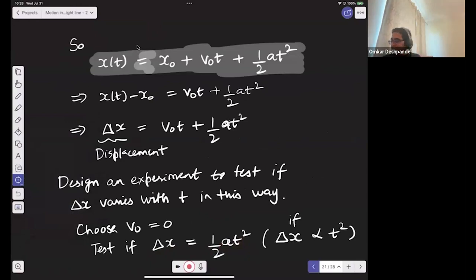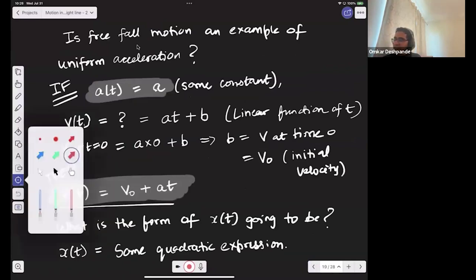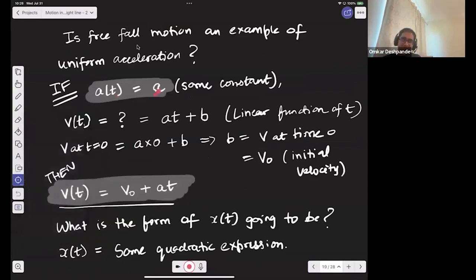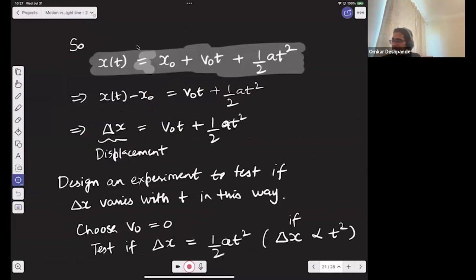For example, just for argument's sake, if acceleration was itself a linear function of time, then the velocity function would be quadratic, so that when you take the derivative, you get something linear. So the velocity function would be a quadratic function of time, which means the position function would have to be a cubic function of time, so that when you take the derivative, you get a quadratic function. And if the position function is a cubic function of time, then the displacement would actually be a cubic function of time.